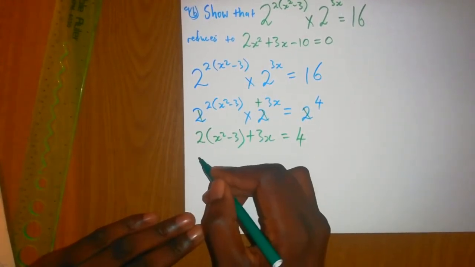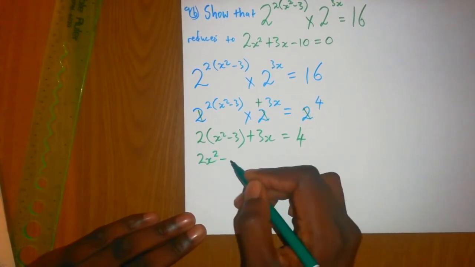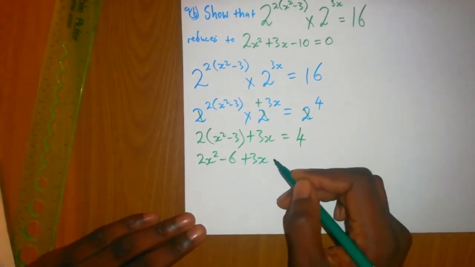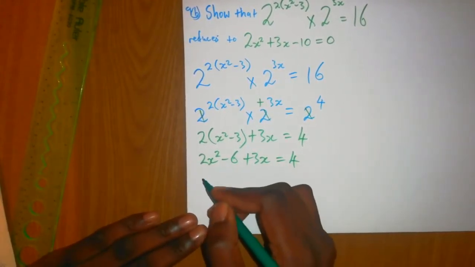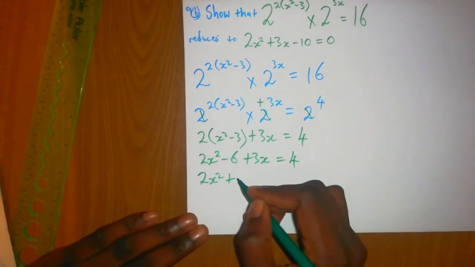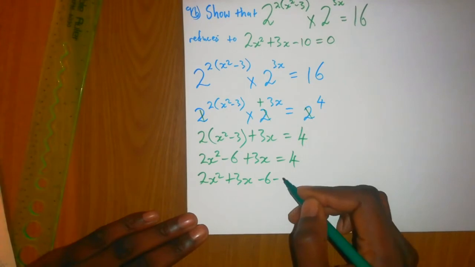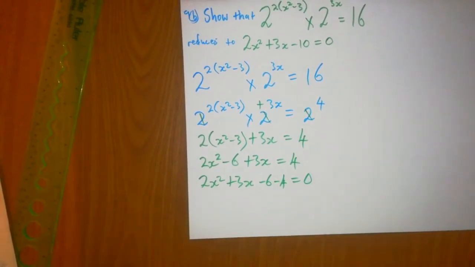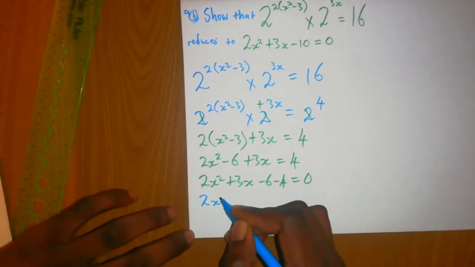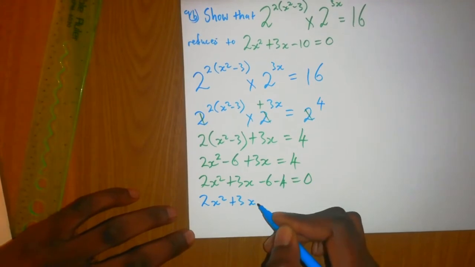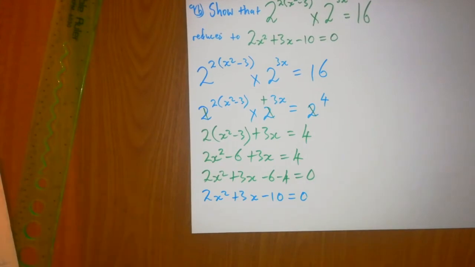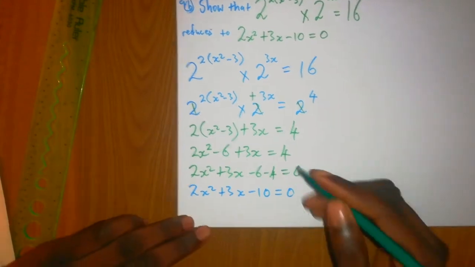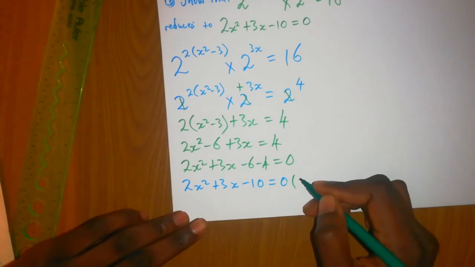And now expand there. That's 2x squared minus 6 plus 3x is equal to 4. Since I'm supposed to create a quadratic equation, let me try to collect my like terms. 2x squared plus 3x minus 6 minus 4 is equal to 0. I'm now moving on to what? To my final answer here. That's now 2x squared plus 3x minus 10, that's equal to 0. Since the question here demanded me to do what? To show, I will then indicate on my final answer shown.